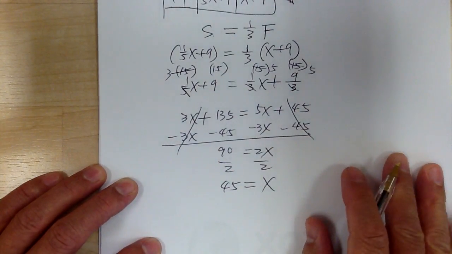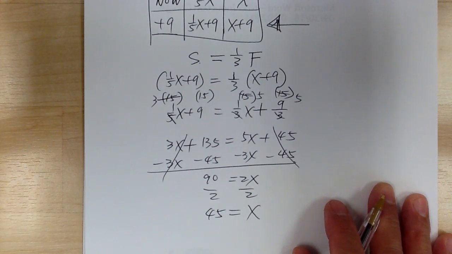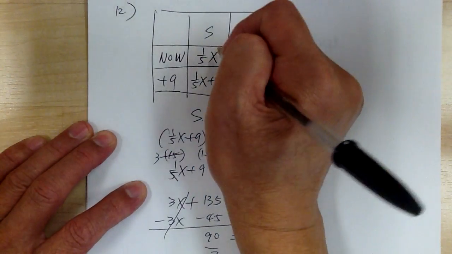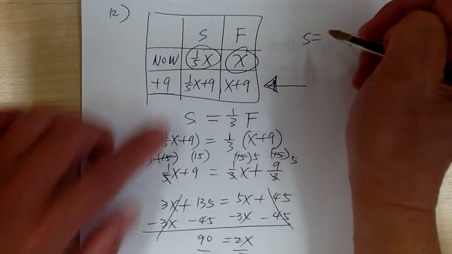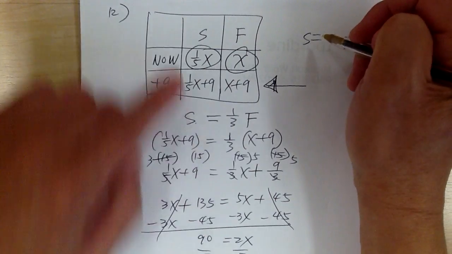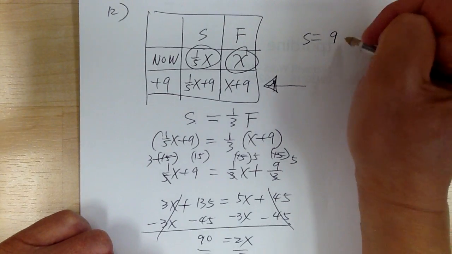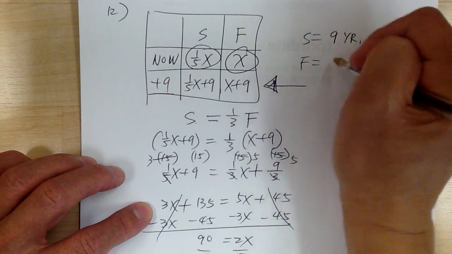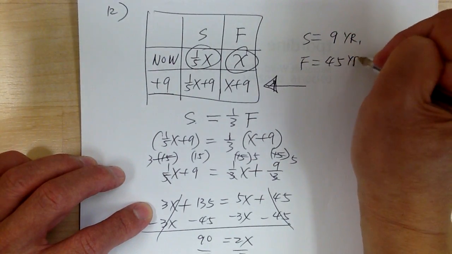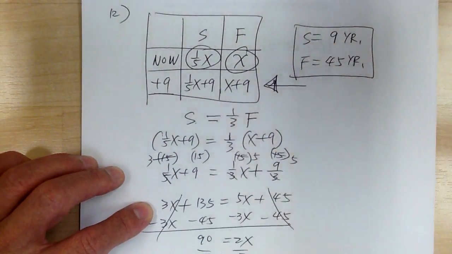Again, let's go back and answer the question. So what are Stephen's age and the father's age? So you're looking for now. So you're looking for these two pieces of information. Okay? So over here, Stephen is 1/5 of x. So 1/5 of 45 would be 9 years old. And the father is x, so the father is 45 years old. Okay, and that's it. Okay, let's go to number 13.